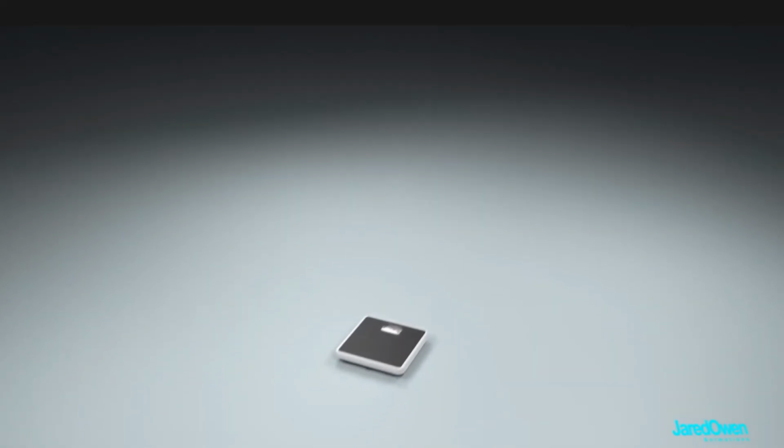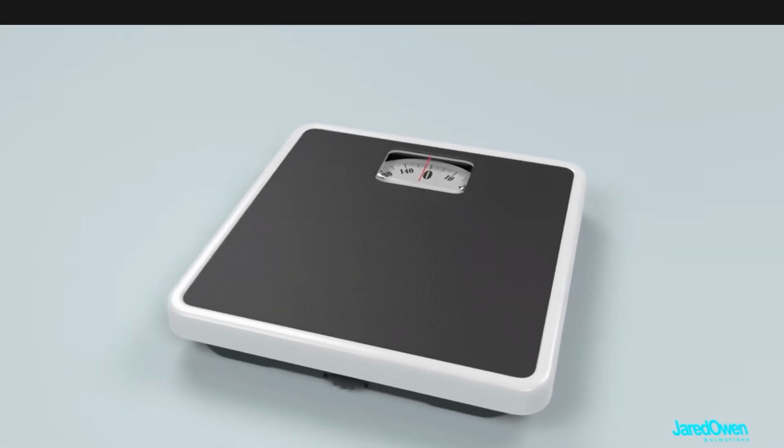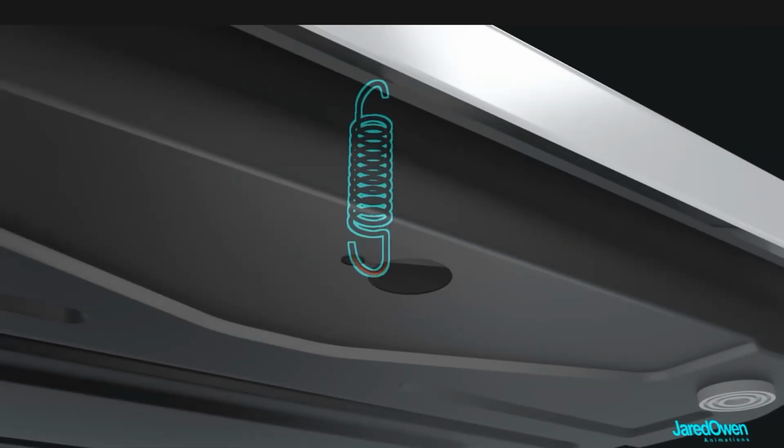Now let's take a look at the floor scale. 2 tiny springs hold it all together. It's easiest to unhook it from the bottom.